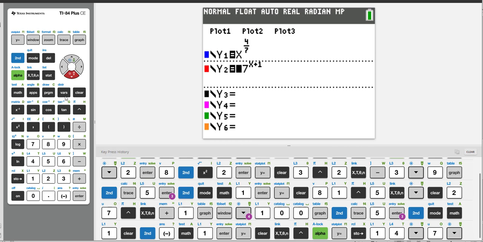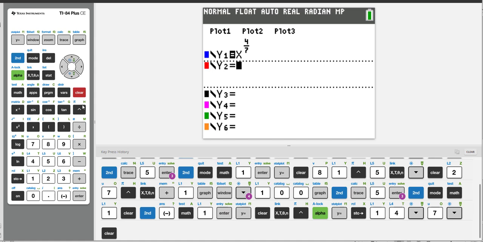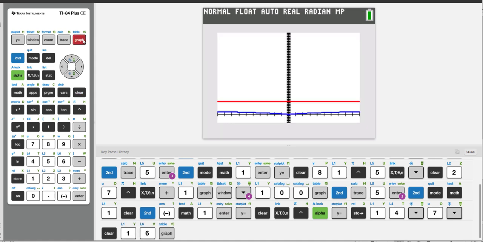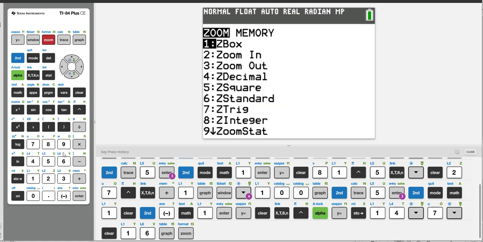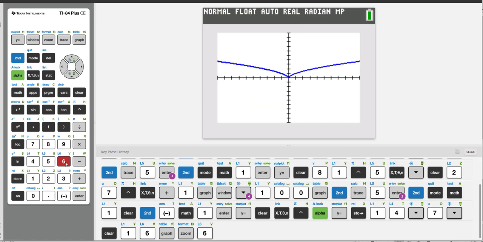Press clear to clear Y2. Type in 16 and press graph. Notice two things. First, the window is still set for the last problem. And second, there are no intersection points shown. To restore the original window, press zoom 6. This fixes the window, but there are still no intersection points to be seen. And the second graph is now missing.